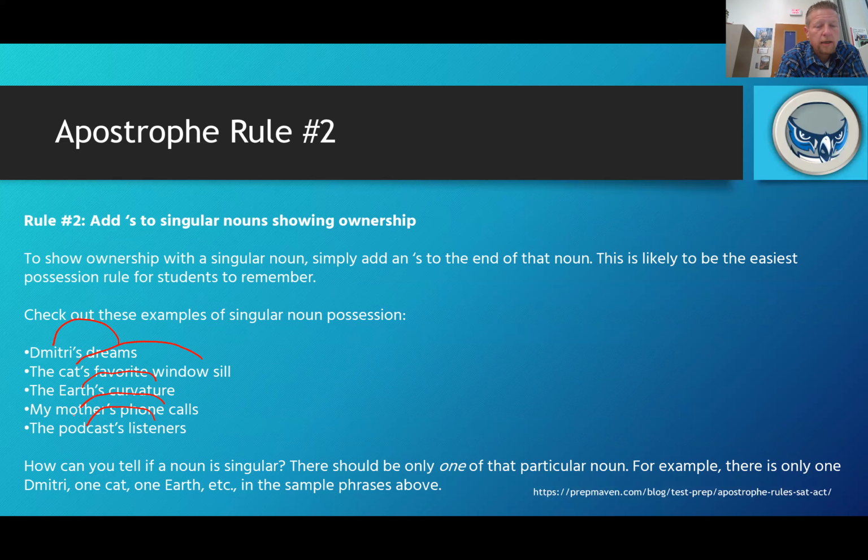belong to the podcast. The podcast owns the listeners. The mother owns the phone calls. The earth owns the curvature. The cat owns the windowsill. Dimitri owns the dream. So you're showing possession. You're showing ownership. Apostrophe S is how you show that something is owned by something or that something owns something else.